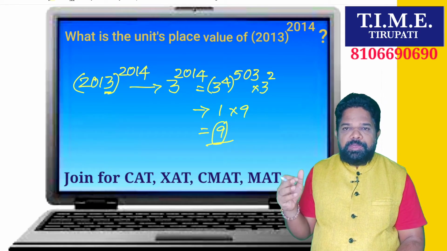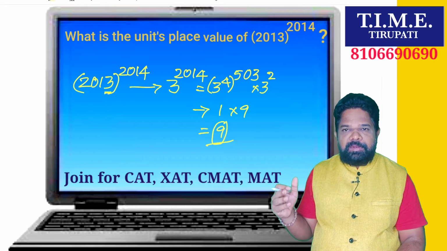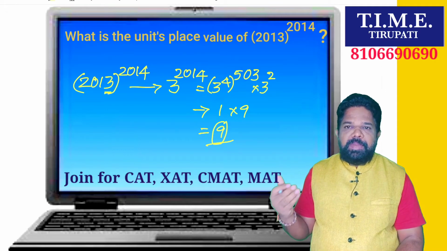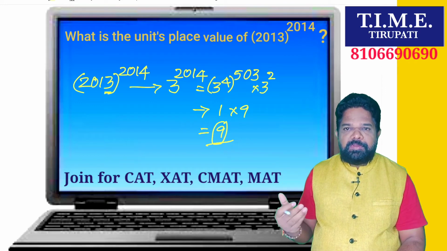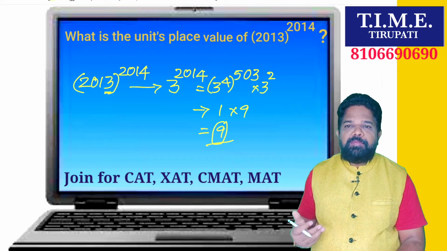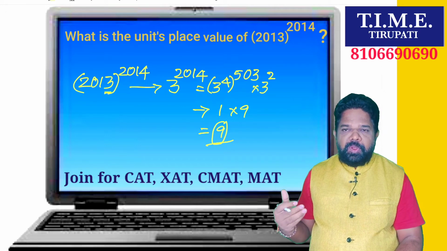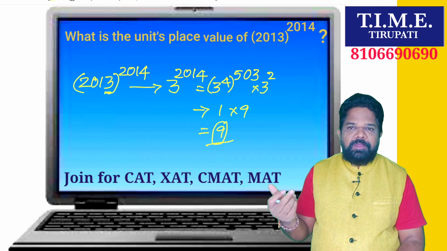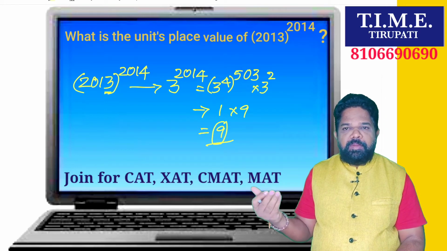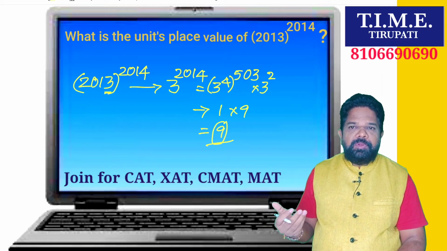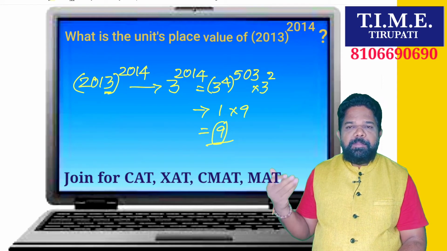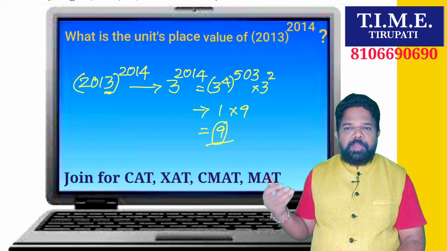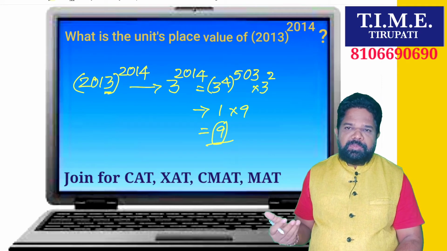By applying a simple logic, you can calculate the units place value of that. What is that logic in mathematics? There are some specific numbers: if you multiply them infinite number of times, you get the same digit as the units place value. What are those specific numbers? 1, 5 and 6. 1 into 1 into 1, if you multiply infinite number of times, you get 1 as units place value. 5 into 5 into 5 also gives 5. 6 into 6 into 6 also gives 6.